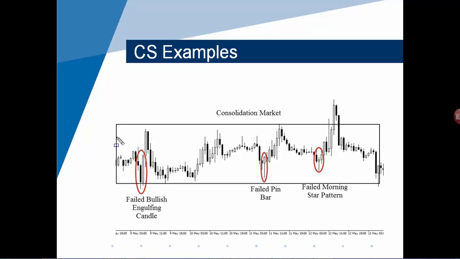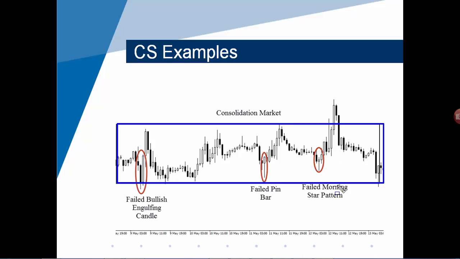Why? Because we're in consolidation phase. Price wasn't trending at this point. So none of these patterns are actually valid. Then we finally saw that price rallied out of resistance and then boom, came back down.